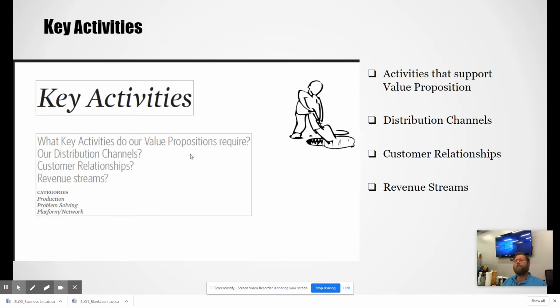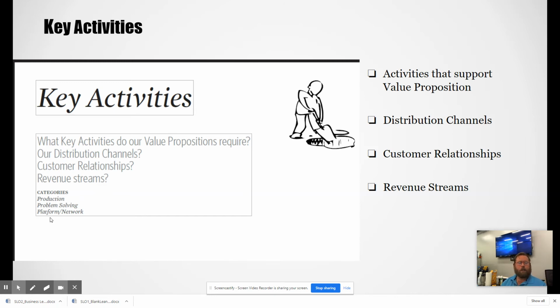Now, as we move over, we're going to move to the cost side of things, the side that deals with the internal part of the business. And we're going to start with key activities. It's what are we required to do in order to deliver our value proposition? If we can't deliver on it and we don't have the means to do so, then this model is not going to function. How are we distributing things? How are we building customer relationships? What are our revenue streams? It all comes in here.